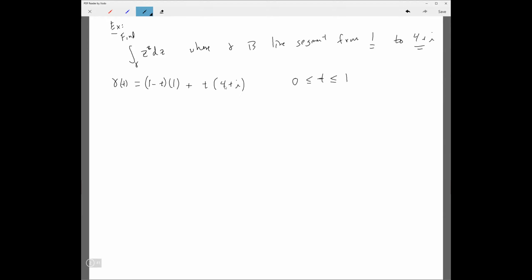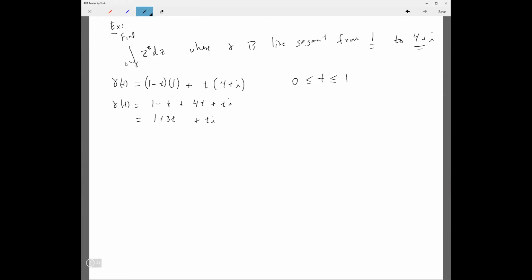Okay, so when t is 0, this is going to go away, and you're just going to get 1. And when t is 1, this goes away, and you just get 4 plus i. And we'll simplify that a little bit. So this is 1 minus t plus 4t plus ti. Okay, so that's 1 plus 3t, because those combine to give you 3t, plus ti. Okay, so there's the parameterization right there.